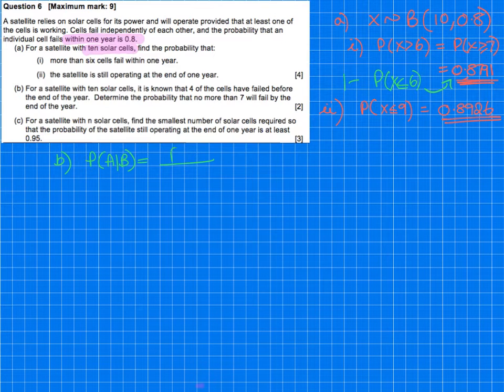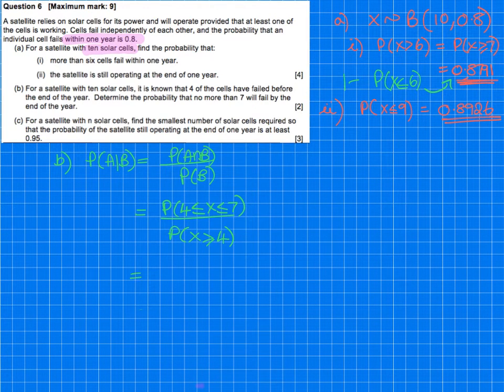The numerator has the intersection on the top, and the denominator has the bit of information that was given to us. In this case, the bit of information that was given is that 4 have already failed. So it is known that at least 4 will have failed by the end of the year. So that's X greater or equal to 4 is our denominator. On the top, we therefore know that at least 4 need to have failed, but we want it to be less than or equal to 7.